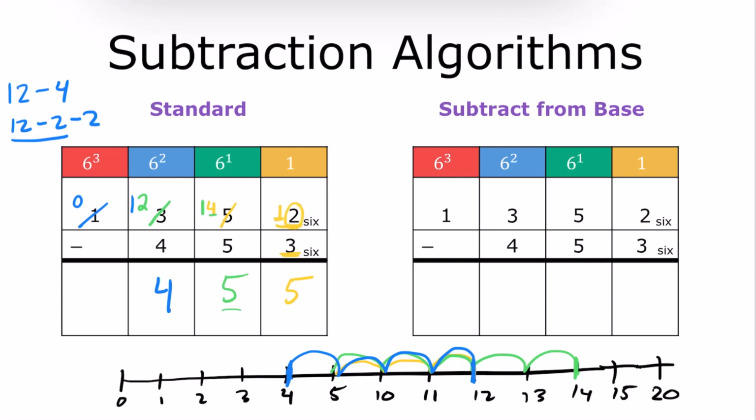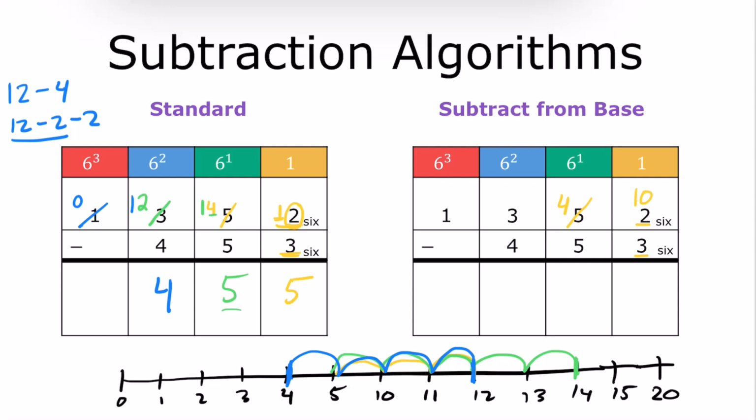So that's how you could solve it using a standard algorithm. Or another way that you can solve these problems is to use a subtract from the base algorithm. So if we were using the subtract from base algorithm, we would say, okay, if I have 2 units and I want to take away 3 of them, I can't do that because there's only 2 and I want to take away 3. So I'm going to take one of my next place values, which in this case is the rods, and I'm going to take 1 away from there.